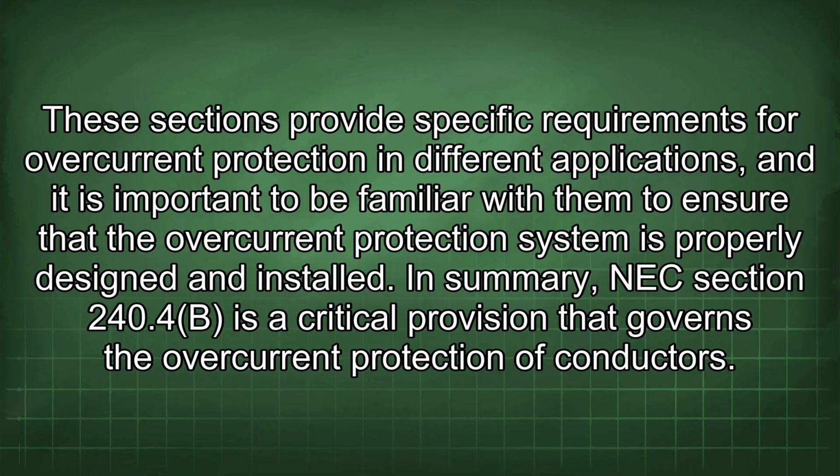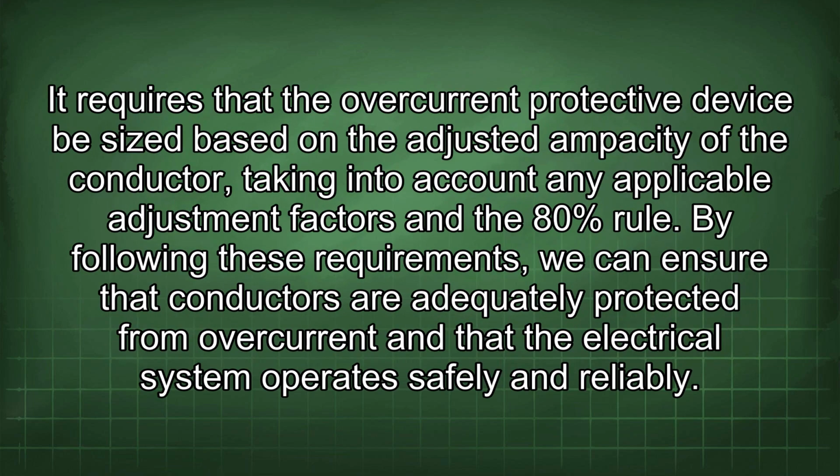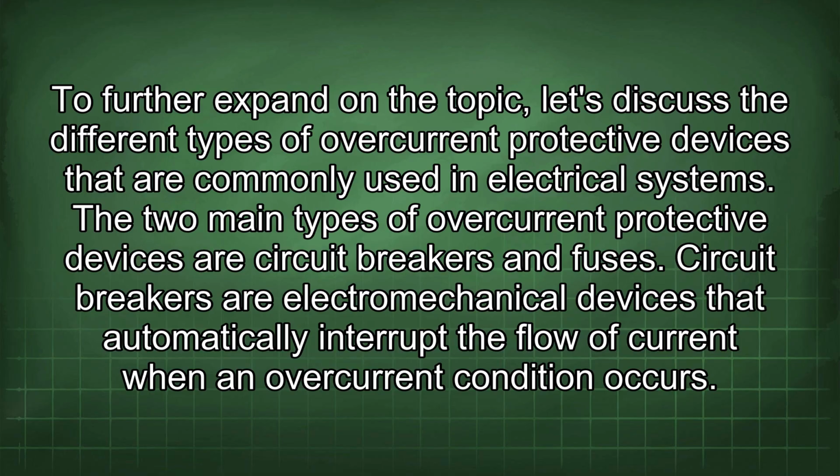In summary, NEC section 240.4(B) is a critical provision that governs the overcurrent protection of conductors. It requires that the overcurrent protective device be sized based on the adjusted ampacity of the conductor, taking into account any applicable adjustment factors and the 80% rule. By following these requirements, we can ensure that conductors are adequately protected from overcurrent and that the electrical system operates safely and reliably. To further expand on the topic, let's discuss the different types of overcurrent protective devices that are commonly used in electrical systems.